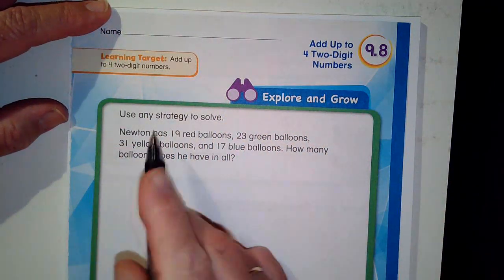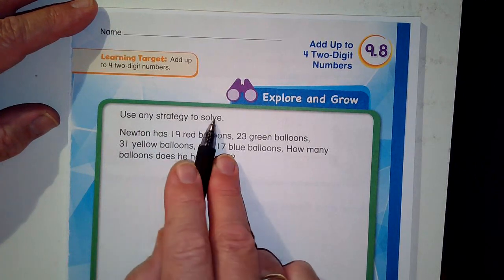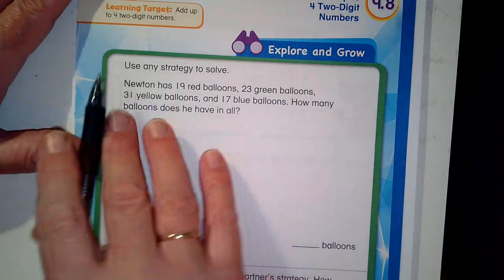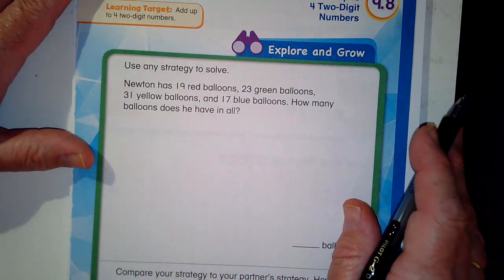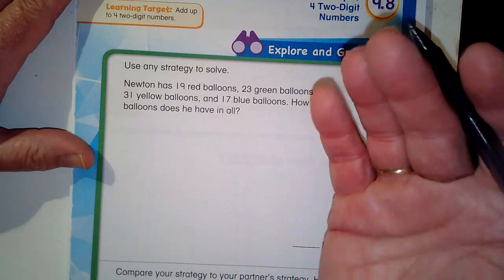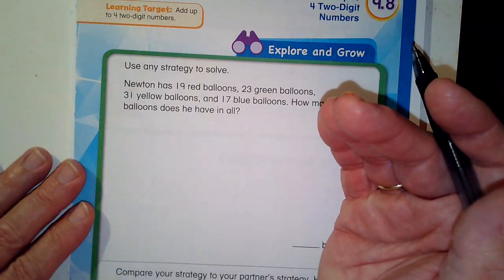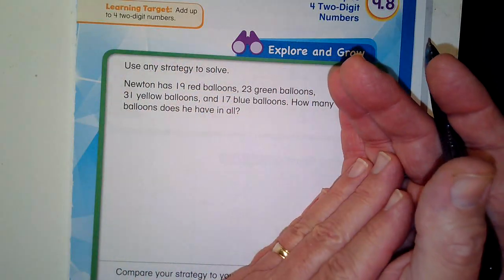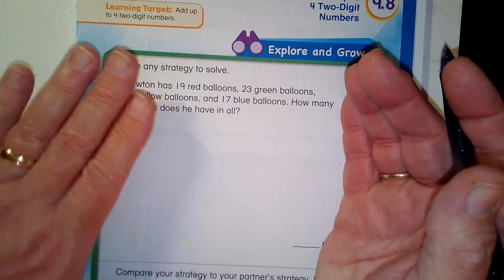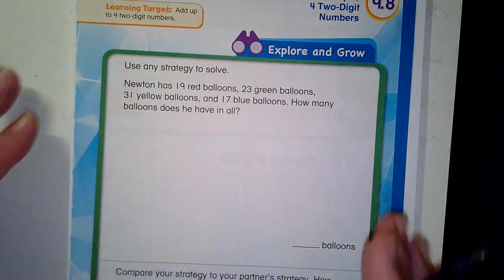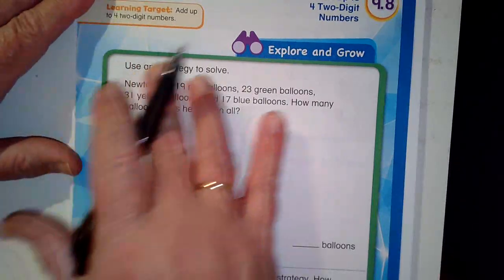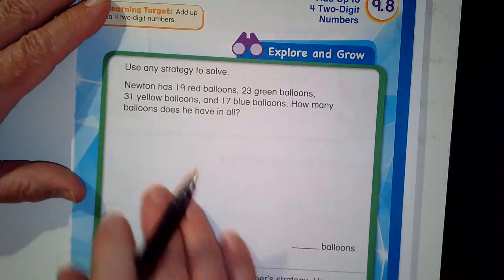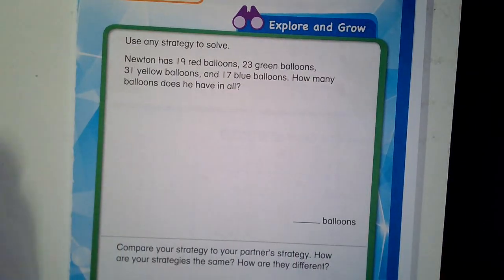All right, so it says on this one, use any strategy to solve. Now, that's what we've been explaining over the year, is we're trying to show you different ways to do these, and then you pick the one that works best for you. And if your parents are helping you, you pick the one that they can help you with the best. All right? This is not telling you you have to do it this way. I am telling you that you can use any of the ways that we have learned in order to get the answer. All right? There we go.